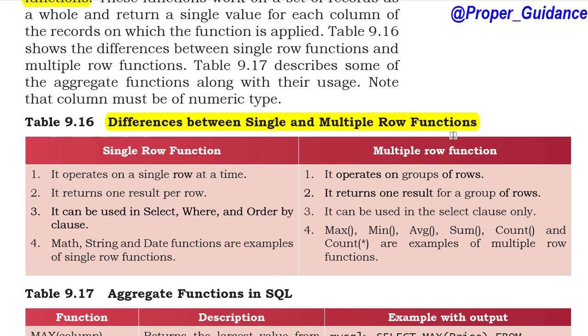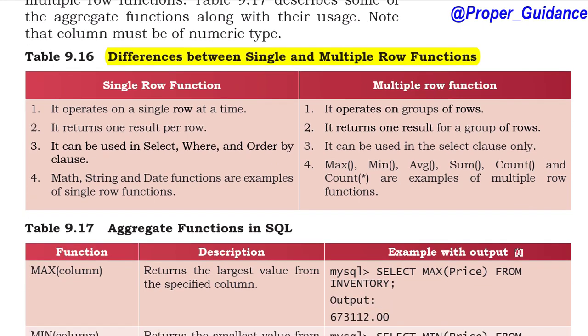Single row function operates on a single row at a time. Multiple row function operates on groups of rows. Single row function returns one result per row. Multiple row function returns one result for a group of rows. Single row function can be used in select, where and order by clauses. Multiple row function can be used in the select clause only. Math, string and date functions are examples of single row functions. And max, min, average, sum, count and count star are examples of multiple row functions.